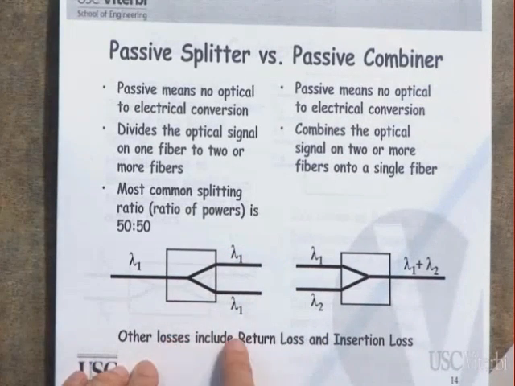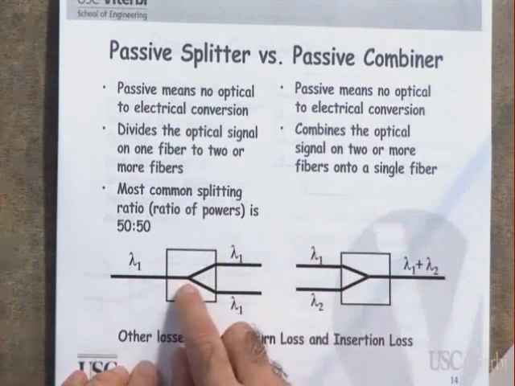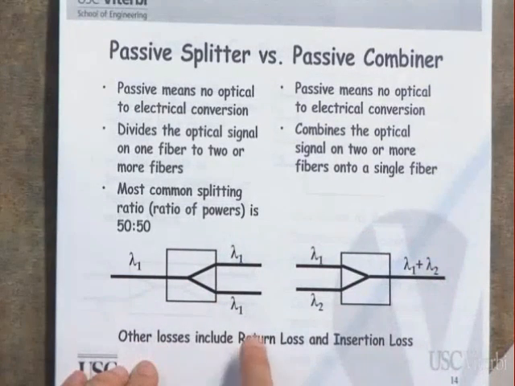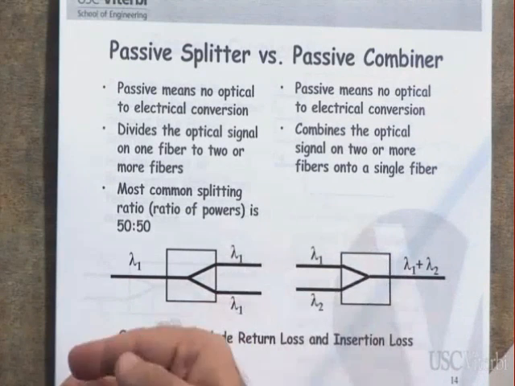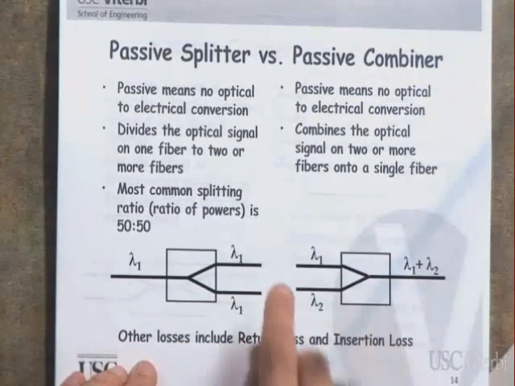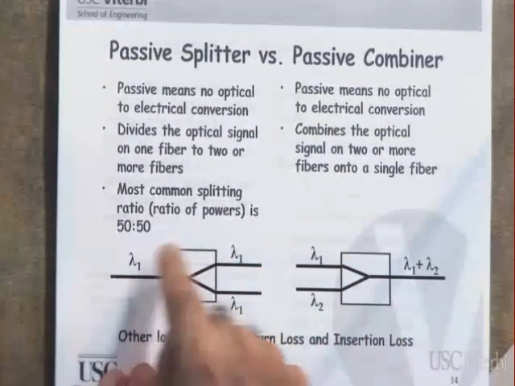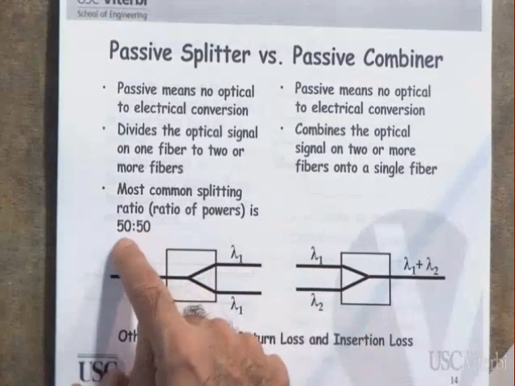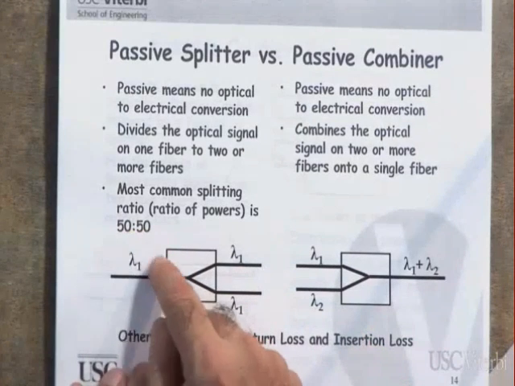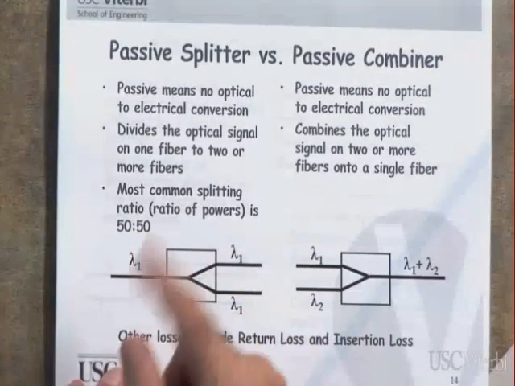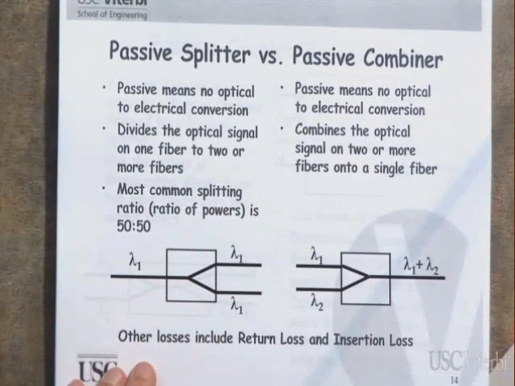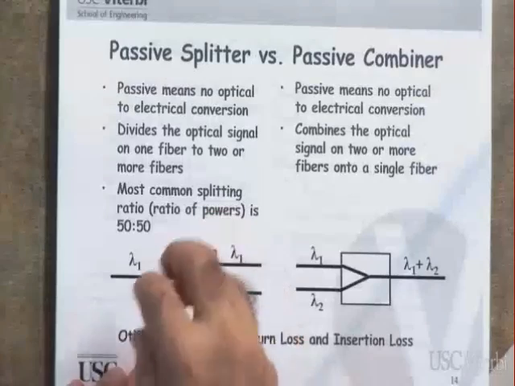Other losses, when you put the splitter or the combiner, include what is known as the return loss, if there is reflection, or the insertion loss, which is the power lost from an input to an output. So when you say 50-50, this is just theoretical. Clear? In reality, there will be some power losses due to the insertion of the component.